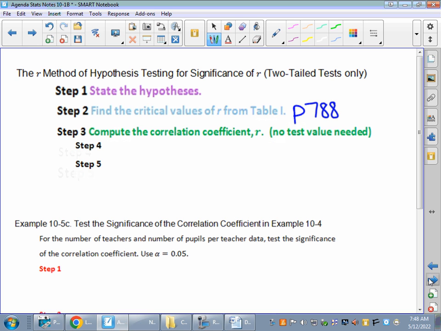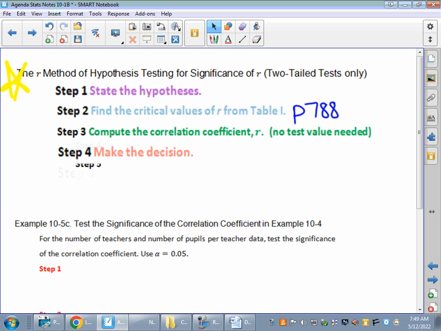So we don't even have to do another formula like that t equals formula that I just showed you for the traditional method. So this is going to be our preferred method. Unless you want to do it the other way, then I can definitely help you out with that. But the test value is going to be the value of R, basically. Step 4, we know, make a decision. Your two choices, reject H sub 0 or do not reject H sub 0. Step 5 is summarize.